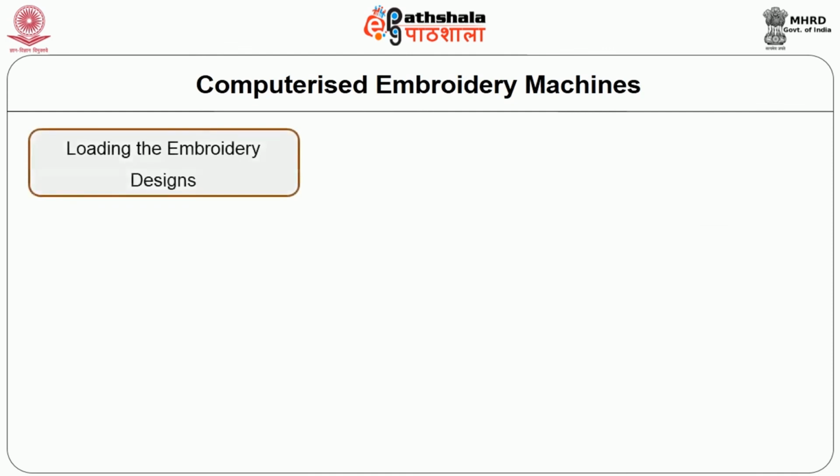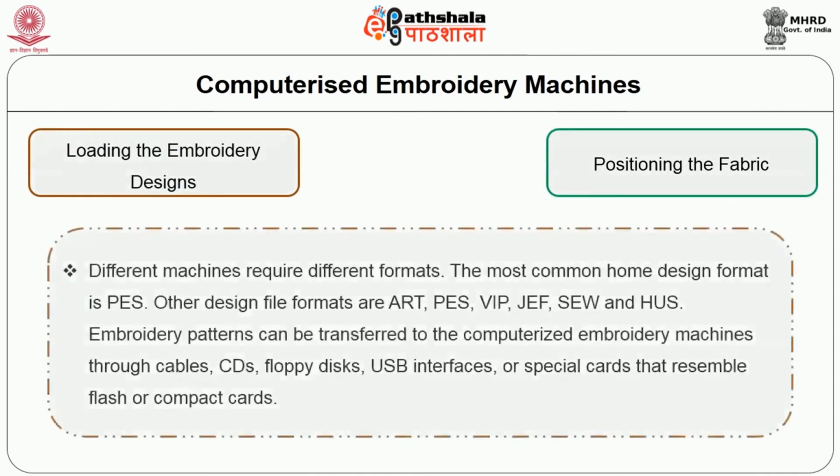Different machines require different formats, and the most common format is PES, and there are also other design formats like VIP, JEF, HUS, and so on. The embroidery patterns are thus loaded into the embroidery machines through floppy disks or CDs or pen drives.